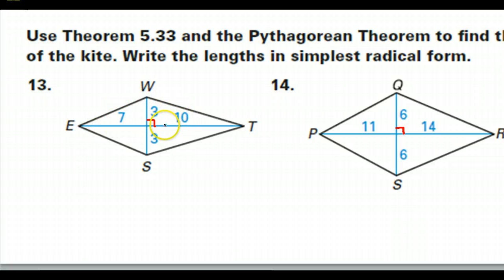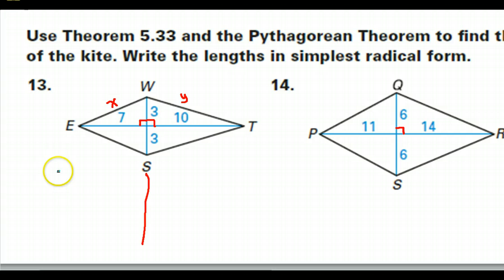Alright, so we're going to have to do the Pythagorean theorem twice. Let's say I call this side X and I'll call this side Y. I'm going to find X first. Okay, so I'm just going to draw a line over here.